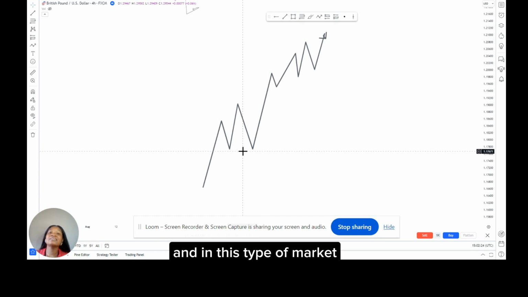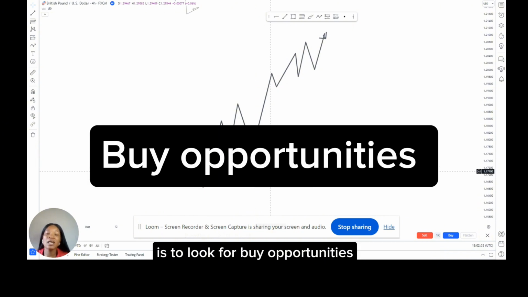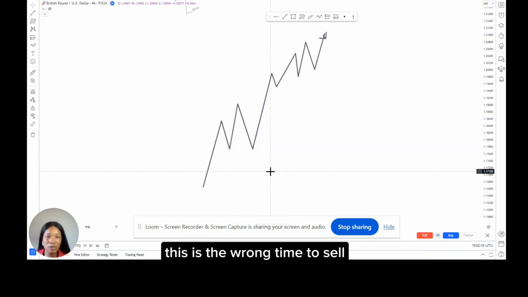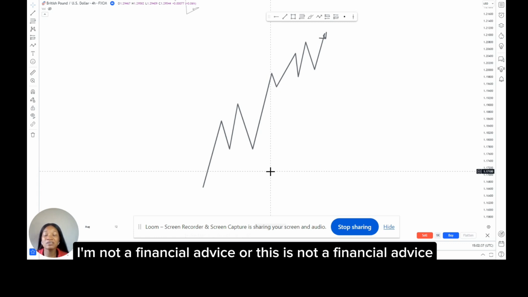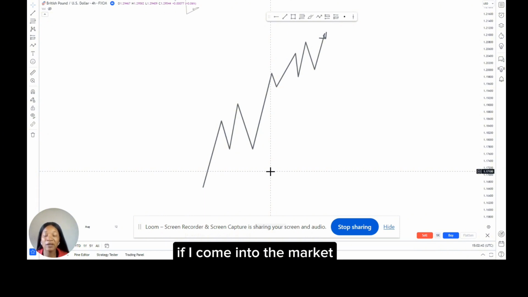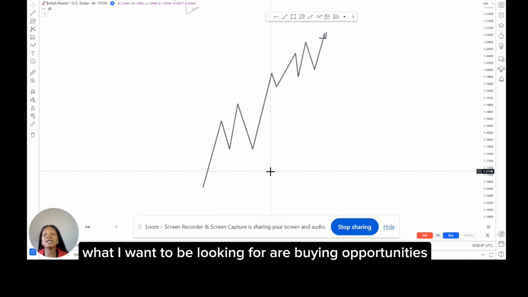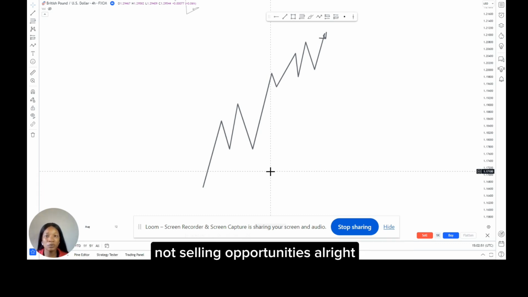And in this type of market, what you want to be doing is to long the market, to look for buy opportunities. This is the wrong time to sell. I'm not a financial advisor, this is not financial advice, but I'm just saying, if I wanted to trade this market and I see that buyers have more power than the sellers, what I want to be looking for are buying opportunities, not selling opportunities.